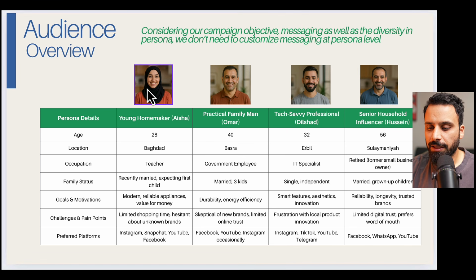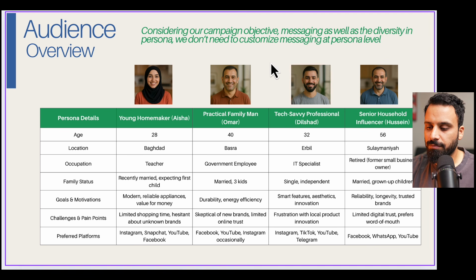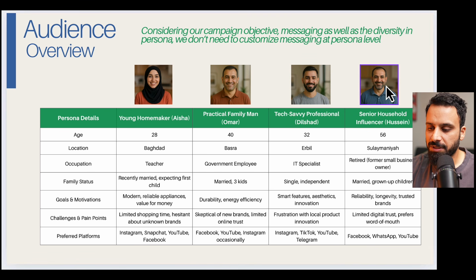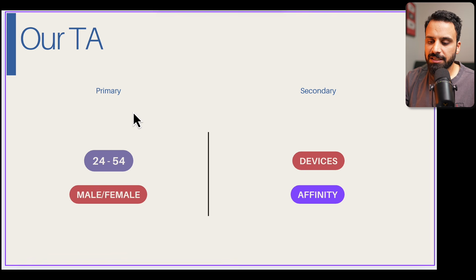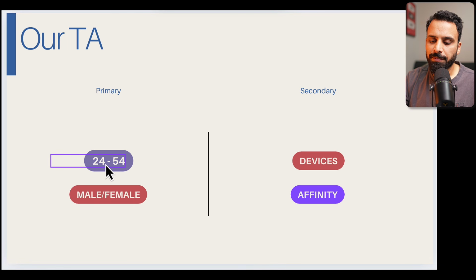So this is basically the persona creation. Even the pictures came from ChatGPT. Then our target audience, this is what we'll be targeting. Our primary target audience is 24 to 54, which is very generic.